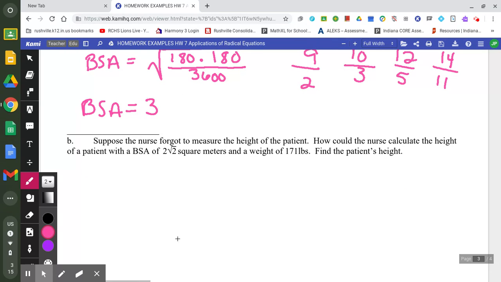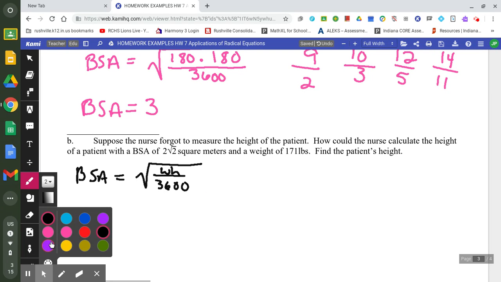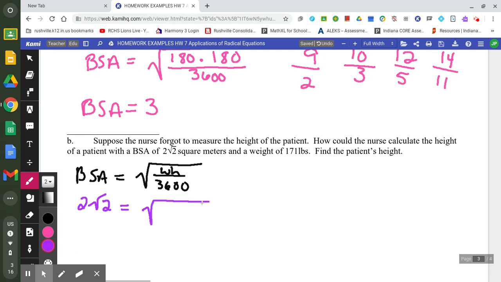All right, B, the second part of the problem. Suppose the nurse forgot to measure the height of the patient. How could the nurse calculate the height of a patient with a BSA of 2 square root of 2 square meters and a weight of 171 pounds? So again, we're going to use the formula we were given. BSA equals square root of weight times height over 3,600. This time we're given the BSA. So 2 square root of 2 equals square root, and the weight is 171. I don't know the height, so I'm going to put H over 3,600.